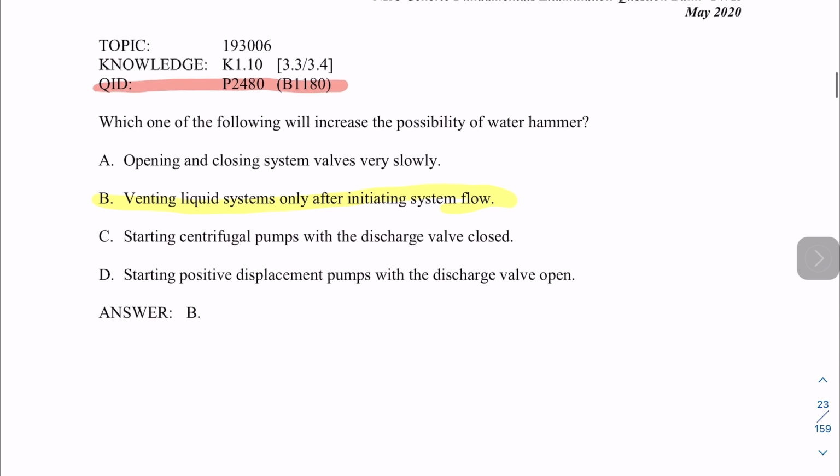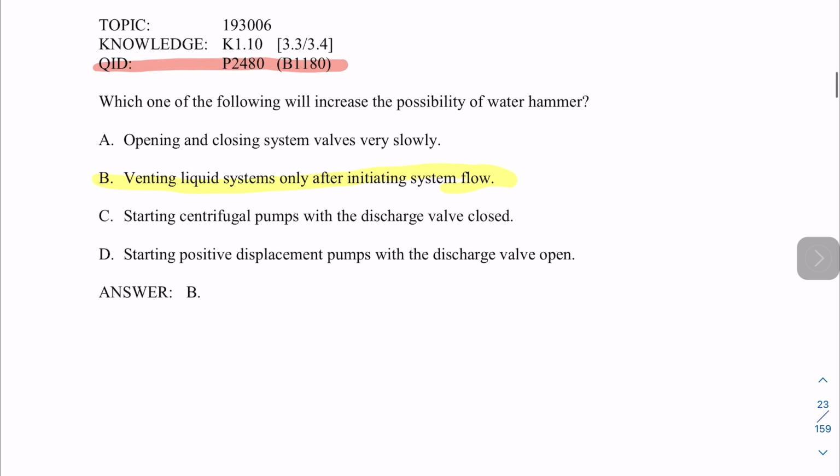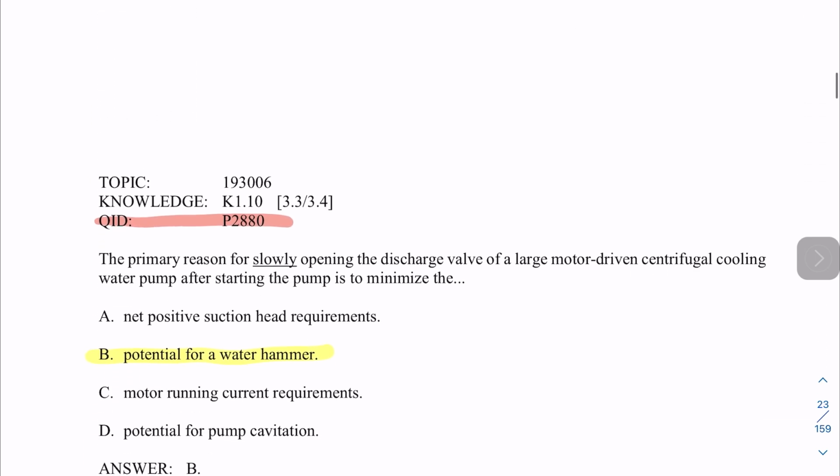Okay, next one is P2480, another concept. It says, which one of the following will increase the possibility of water hammer? Venting the liquid system only after initiating system flow. Yes, that's something that we don't want to do. So that's what's going to affect it. We know that we don't want that to happen.